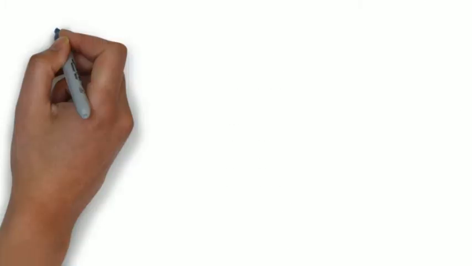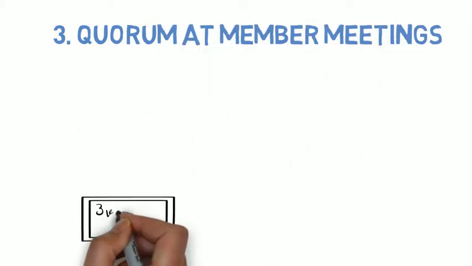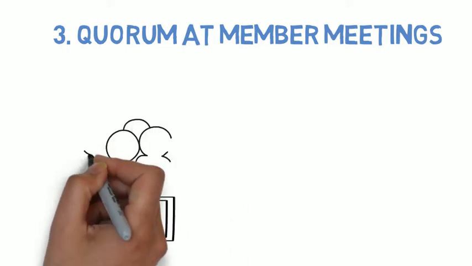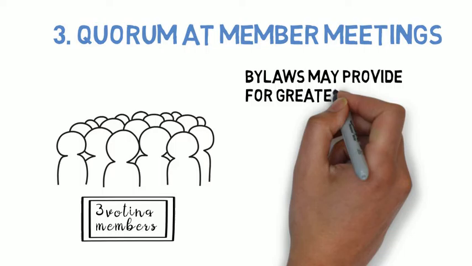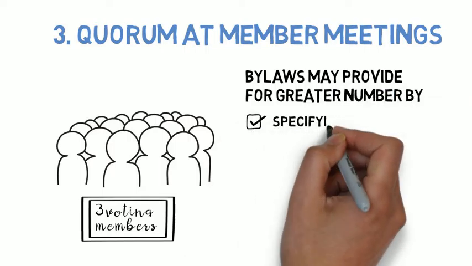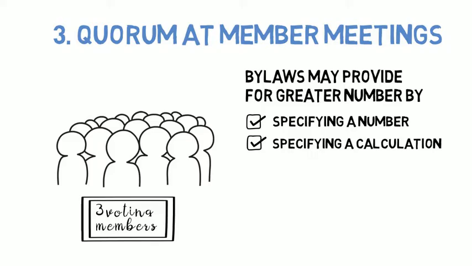Number 3, quorum at member meetings. The new Act provides that the quorum at a members' meeting is 3 voting members, or a greater number if the bylaws provide. Your bylaws may provide for a greater number by specifying the number of voting members or that the number be calculated as a percentage or on another basis.